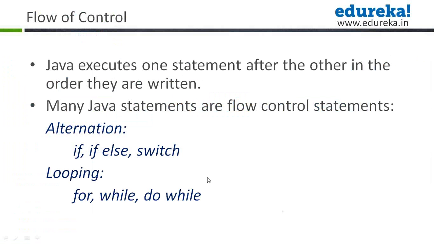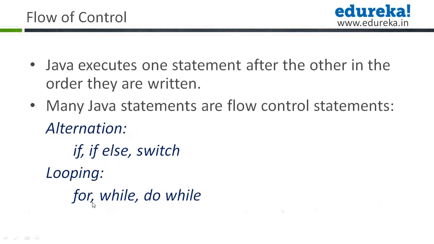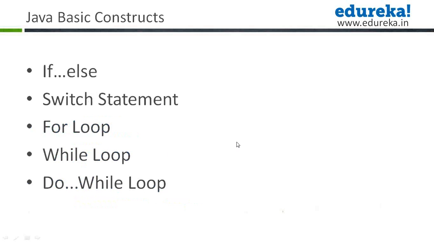Okay, now many Java statements are flow control statements. You can actually control the flow of execution of a Java application. You can alternate the flow of execution using the alternation constructs like if else, switch. Okay, and you also have got loops in Java, that is for loop, while loop, do while loop, so that you can repeatedly execute a particular job. So let me show you the few constructs that are available in Java. If else, switch case, for loop, while loop, and do while loop.